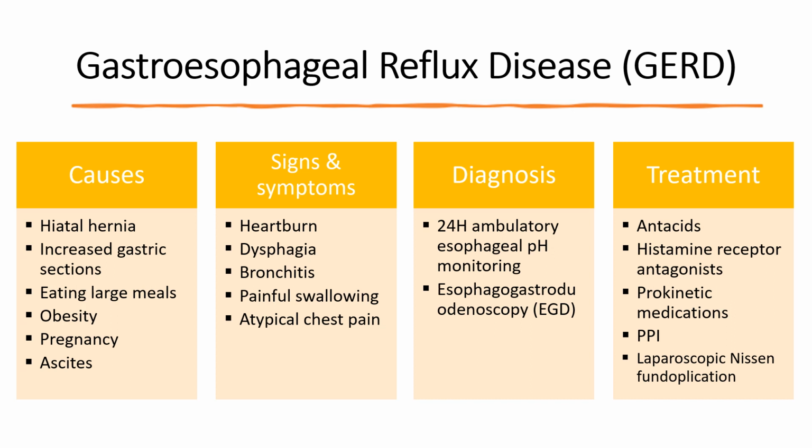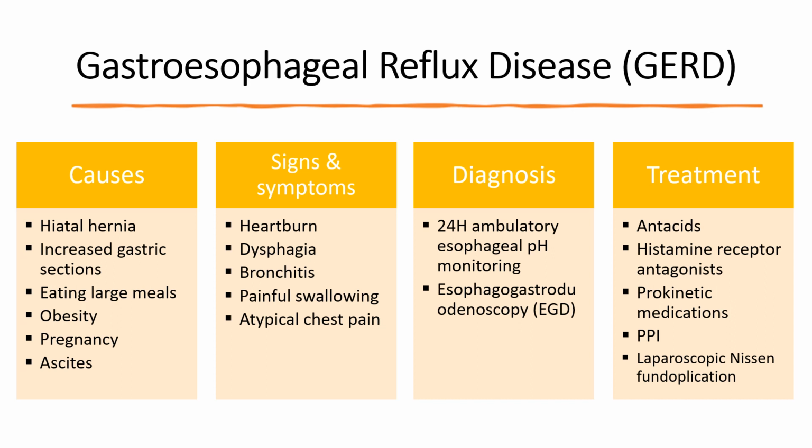Signs and symptoms of GERD are heartburn, atypical chest pain or epigastric pain, difficult or painful swallowing, and bronchitis. Diagnostics include a 24-hour ambulatory esophageal pH monitoring and an EGD. That 24-hour ambulatory esophageal pH monitoring is when they take a catheter and put it through the nose and it terminates at the distal esophagus, and they do continuous measurement of the gastric pH and record it throughout.